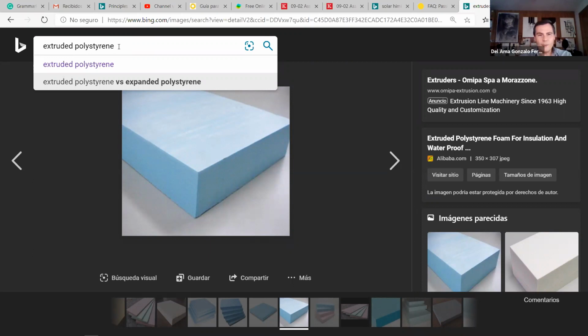But what is the best material? It depends. It depends on what? It depends on a lot of things.